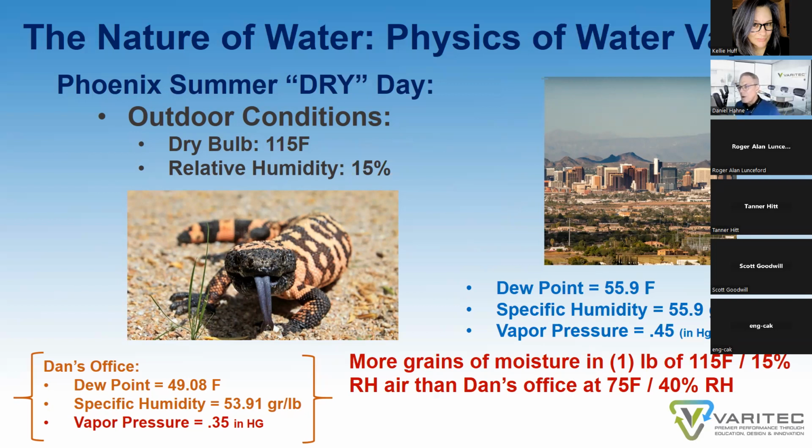There's more grains of moisture in a sample of air at 115, 15% RH, than there is in my office, which means I don't have a dry building to worry about. If anything, I need to dehumidify the building. There's moisture outdoors at 115 trying to get into my space under the conditions of 75, 40% RH.